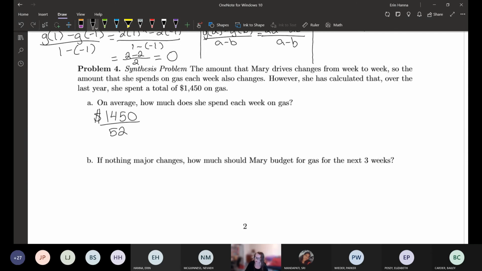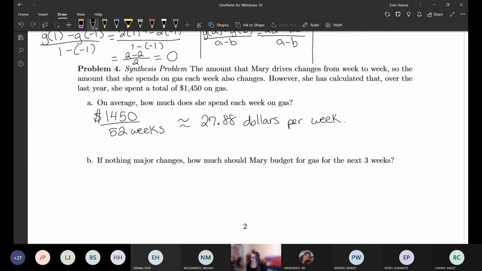So this is, of course, dollars in 52 weeks. So she would be spending approximately $27.88 per week on gas. Which just sounds like a lot to me, but maybe I just don't drive a lot.